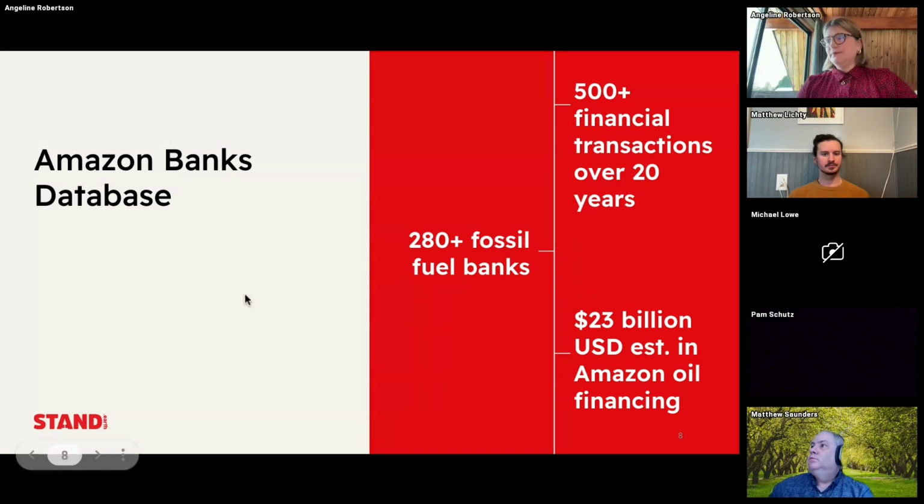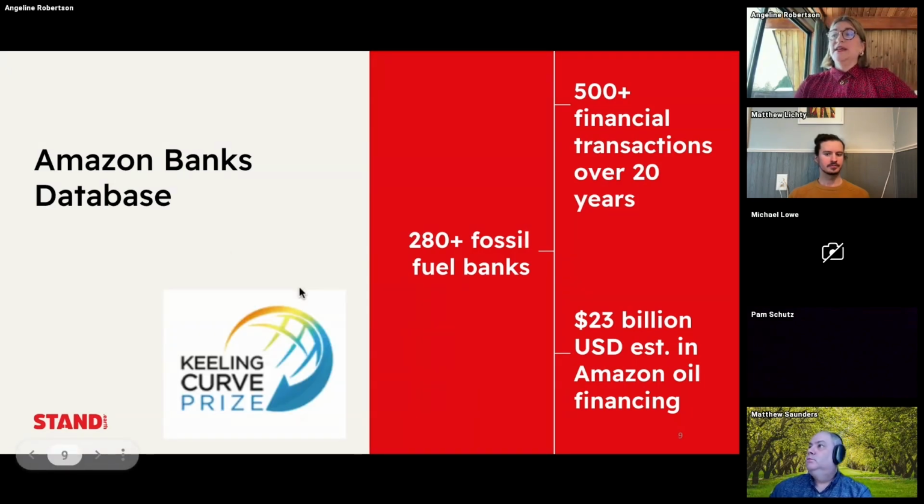For this work, we won the Keeling Curve Prize in 2023, which was a huge early impetus for getting our work and thinking about how we can structure this work to keep it up to date and to keep putting pressure on banks to make commitments to ending their fossil fuel support.